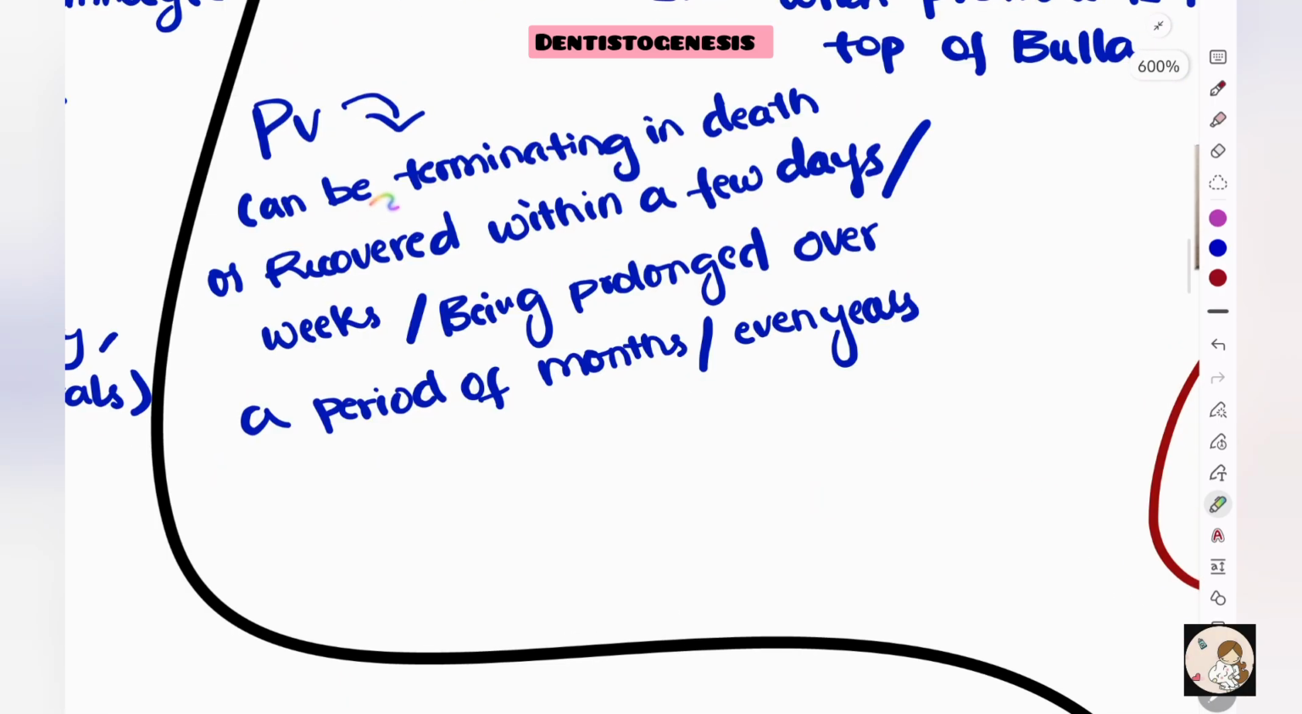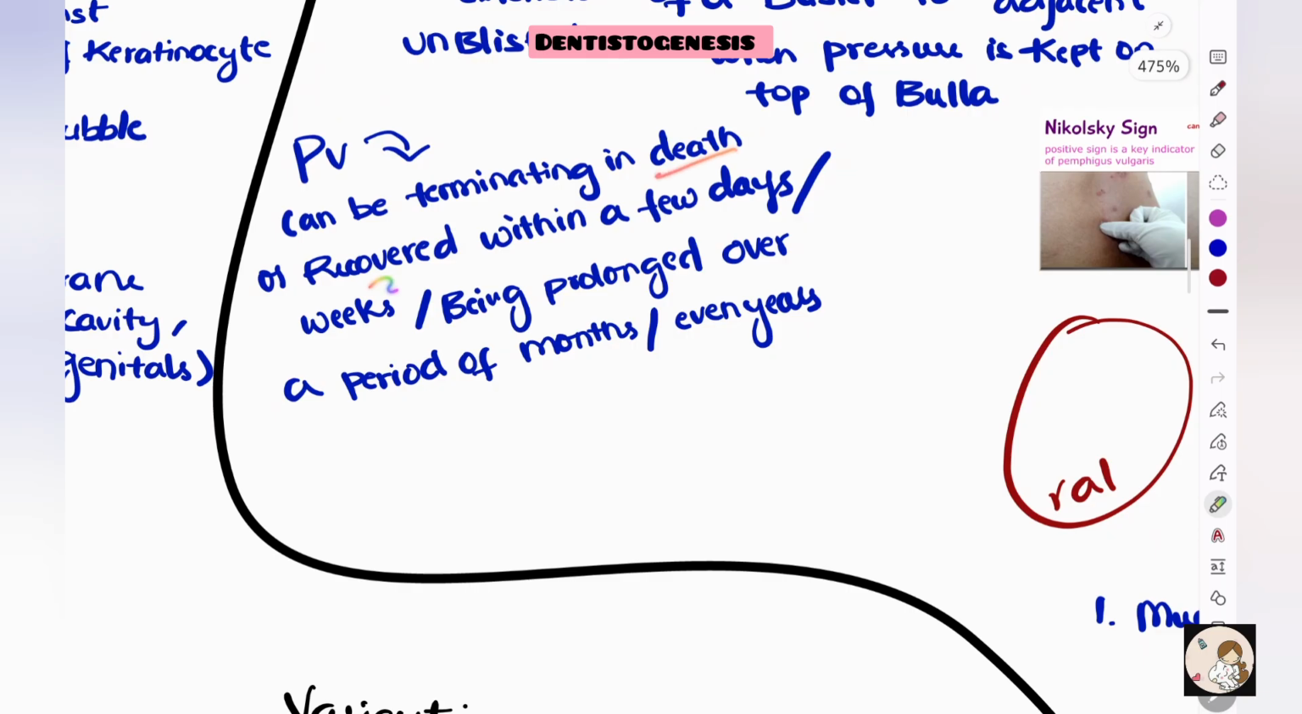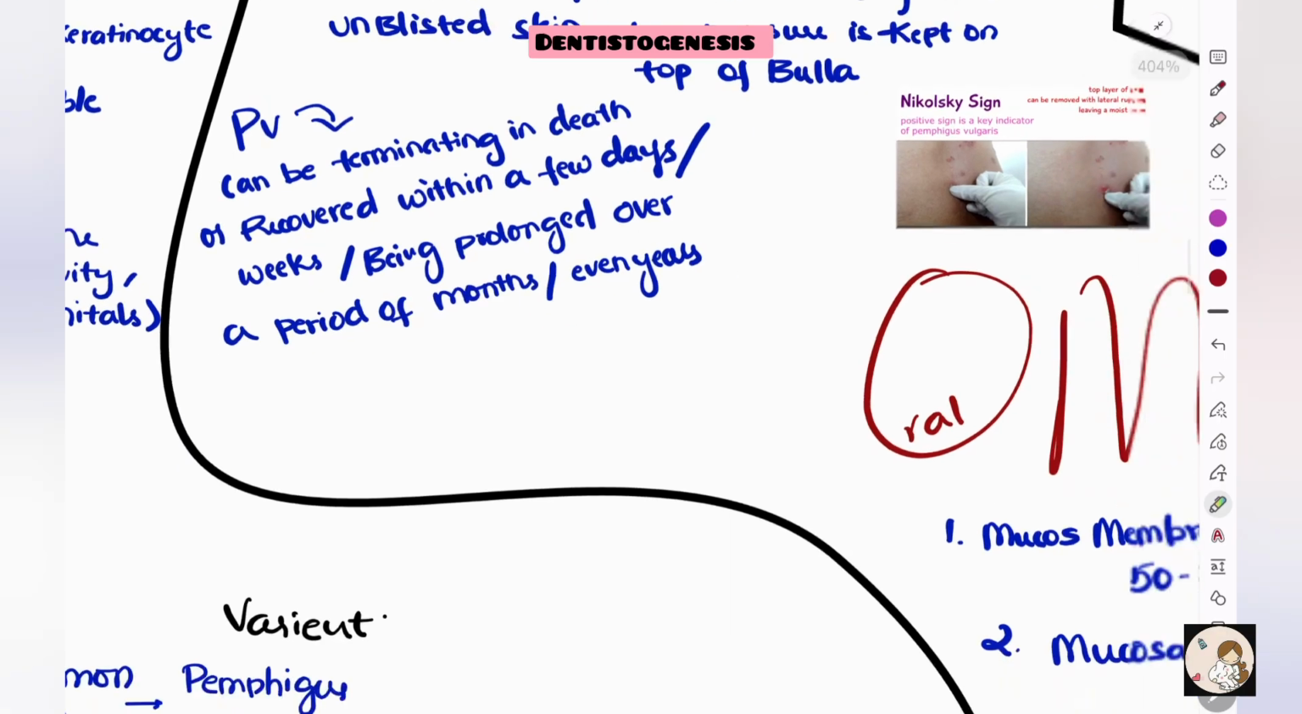Now Pemphigus vulgaris can terminate in death or recover within a few days or weeks, or be prolonged over a period of months to years. It could take months and years to recover. If it's not recovered, the patient could lead to death.